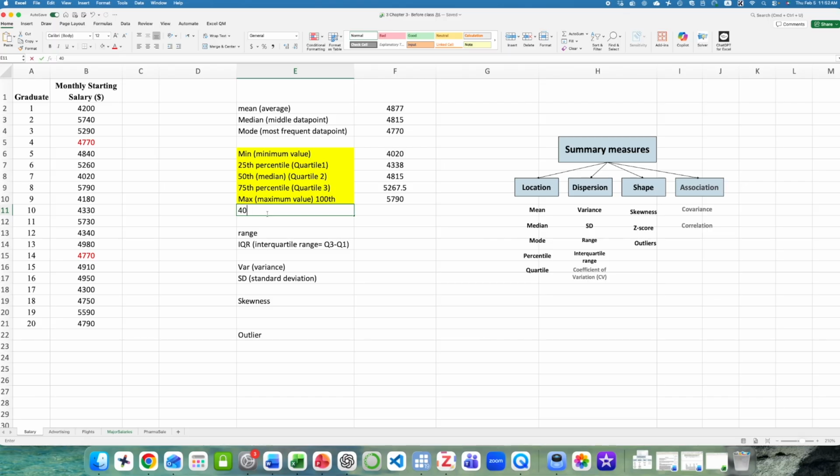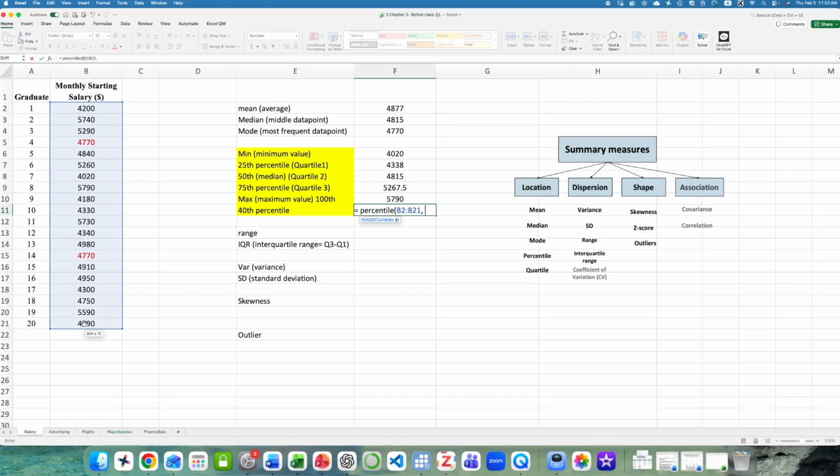You can also calculate any other number of percentile. Let's go with the 40th percentile. You just need to give the percentile when you use the function. Select your array, comma, 0.4. It means that 40% of the graduates have a starting salary less than $4,770. So this is the function for percentile and how you interpret it.